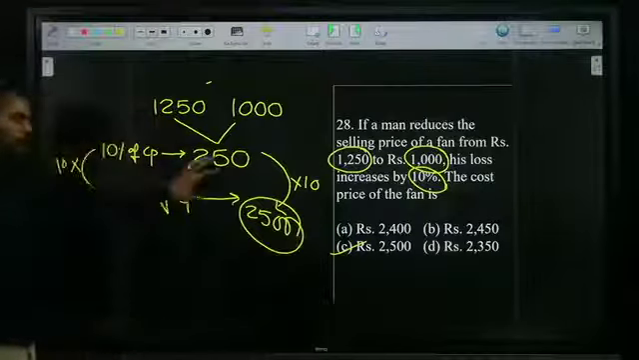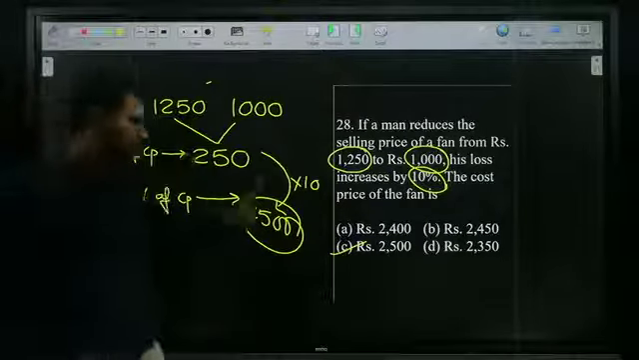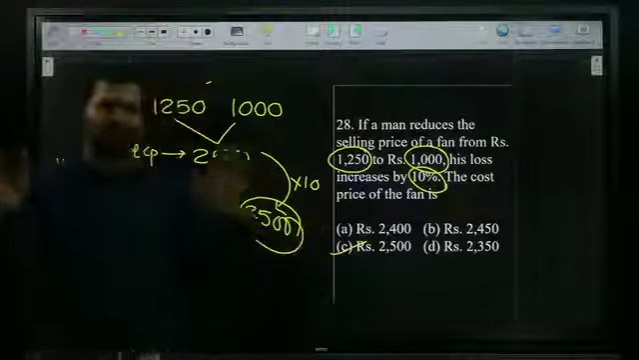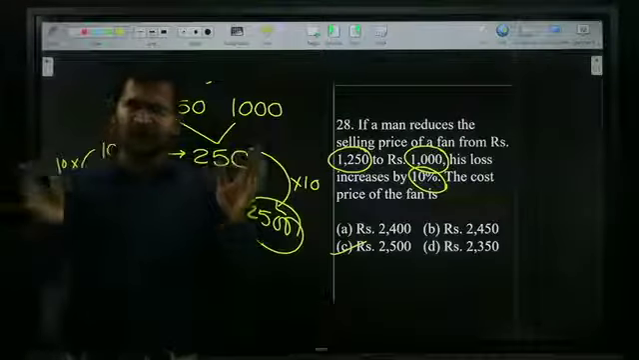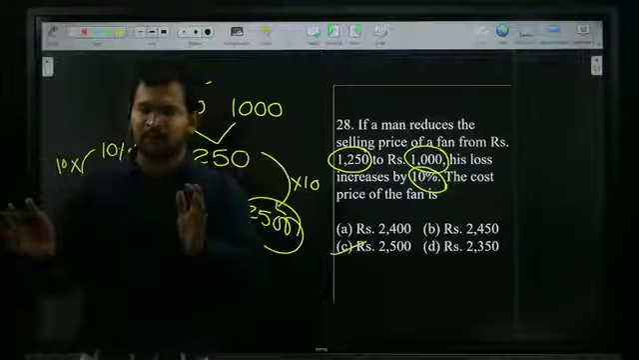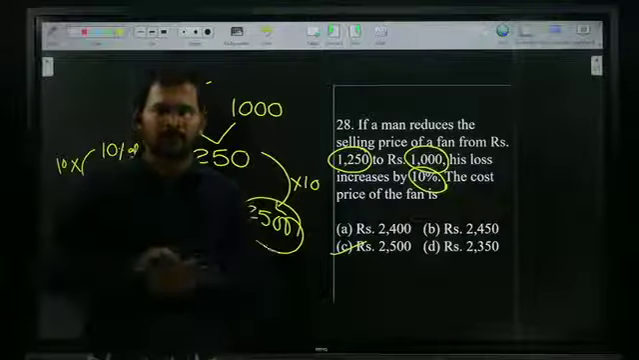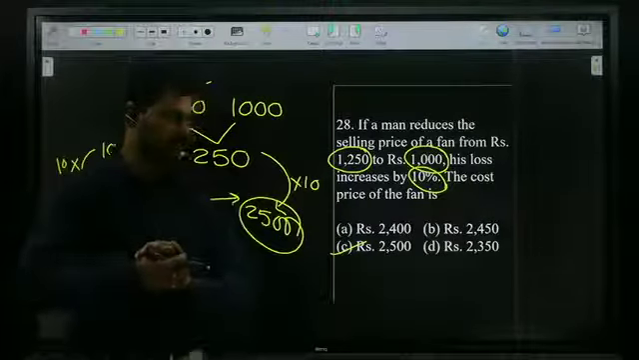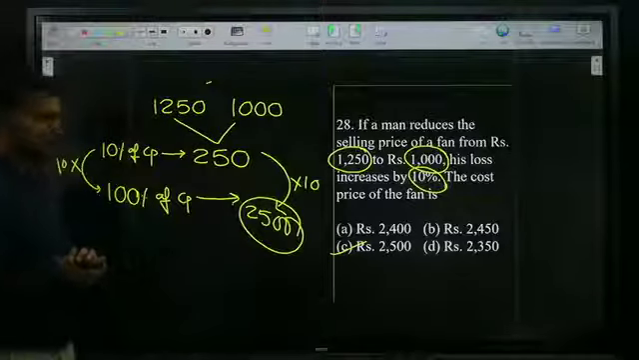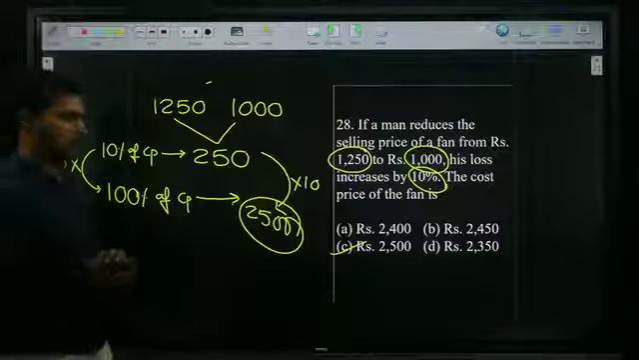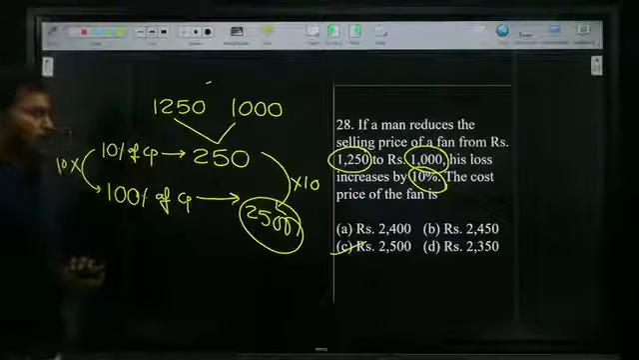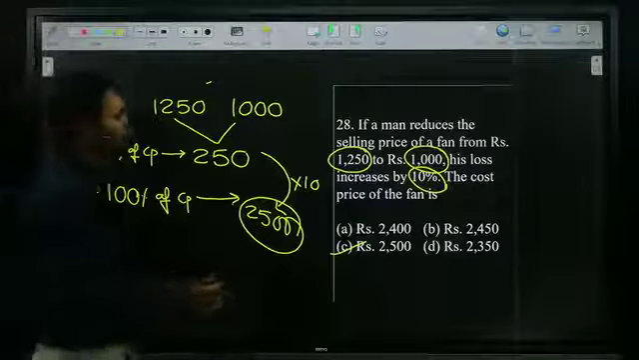In the exam, there is no need to draw all these things, so you can get the answer straight away. Due to 10% only 250, so 100% is nothing but 2500. All of you okay? Very good. Shall I go to the next question? This is a very easy question.